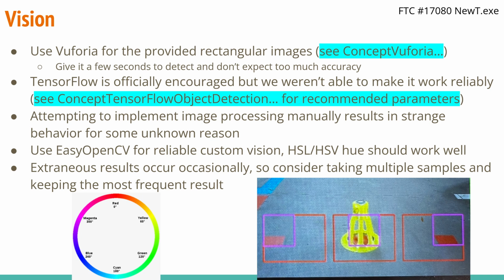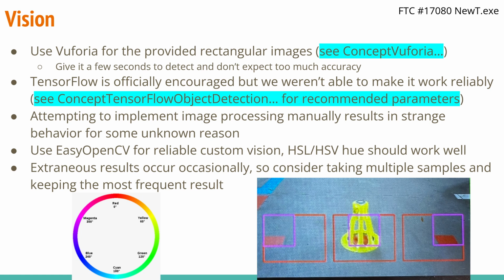So instead we decided to use EasyOpenCV, and the HSV hue, which is the color like red, yellow, green, cyan, blue, magenta, ignoring black or white. That worked reliably in different lighting, which is important because we don't know what the lighting of the competition is going to be like, and it could even be variable, and could be different from what we have at home. So hue should work well for that.